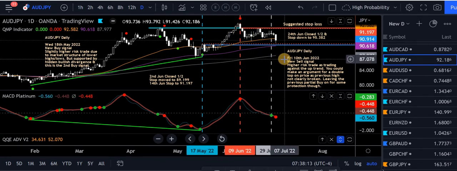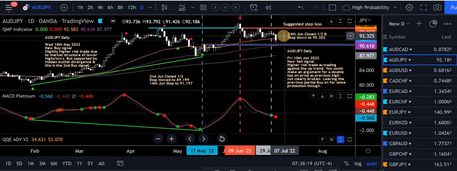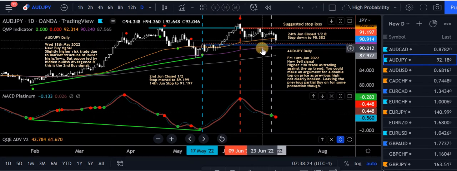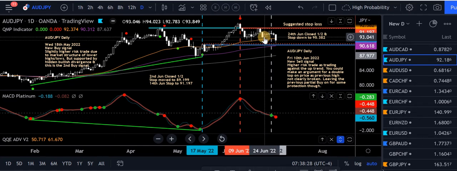It's a high risk trade. That was on the 10th of June. And I've already taken some action on that too. So 24th of June, close half. So let's have a look at the 24th of June, which is in here on the open there. So we actually nailed that nicely.